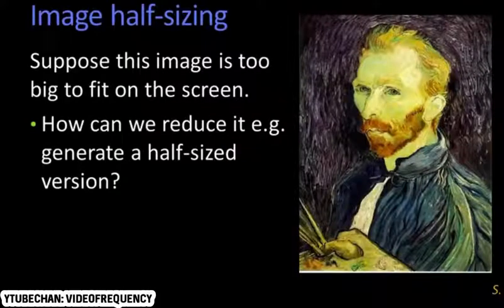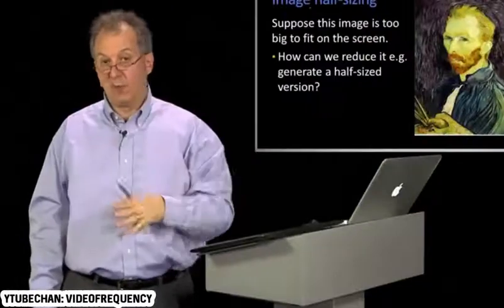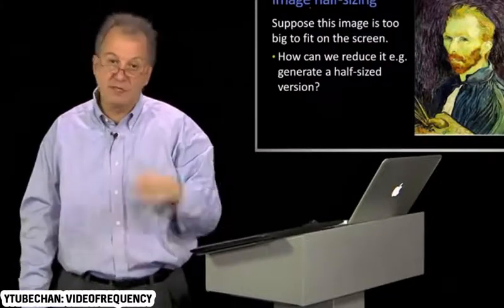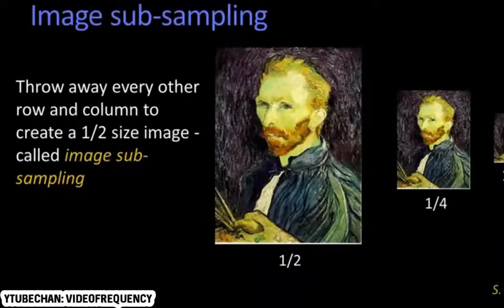So what is its impact on you? Well, you have to be a little careful how you treat your images. For example, and this comes from Steve, suppose I've got this image, a beautiful Van Gogh picture, and suppose it's too big to fit on a screen. I want a smaller version of it. How can we reduce it? Make it half the size or a quarter of its size. Well, one obvious way would be to throw away every other column and every other row. Just throw those away. That's called image subsampling. Now, by the way, here it says by half.